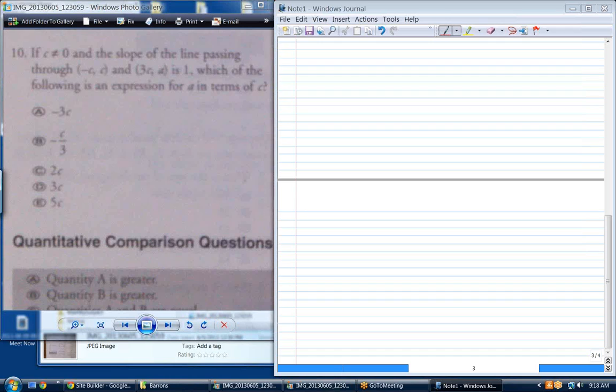It's a little blurry. Can you read that okay? Yeah, I can. Well, it's minus c, comma c, and this is 3c, comma a. So tell me everything you know about this problem. What can you write? I can write that I have a minus c divided by 3c plus c. So a minus c over 4c is equal to what? 1.